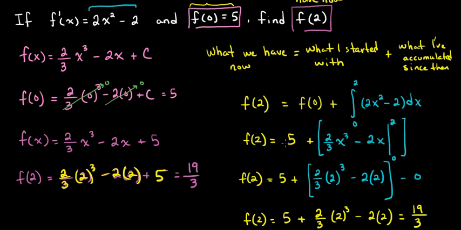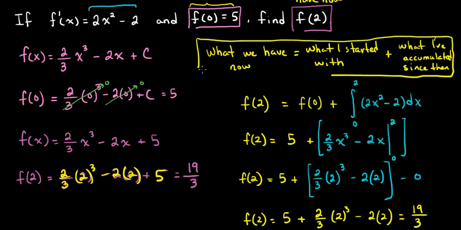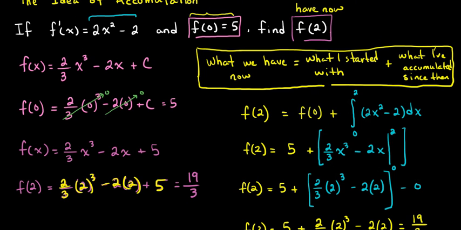So here I'm just starting off with a basic example, but if you can remember this little phrase here, that what you have now is going to be a function of what you started with plus what you've accumulated since then, and set this up mathematically, then you're on your way to solving an easy calculus problem. Now in the next video we'll do some more examples where the derivative is a lot more difficult to find, and you'll actually need a calculator to help you out with that, or some type of computer to help you anti-differentiate.